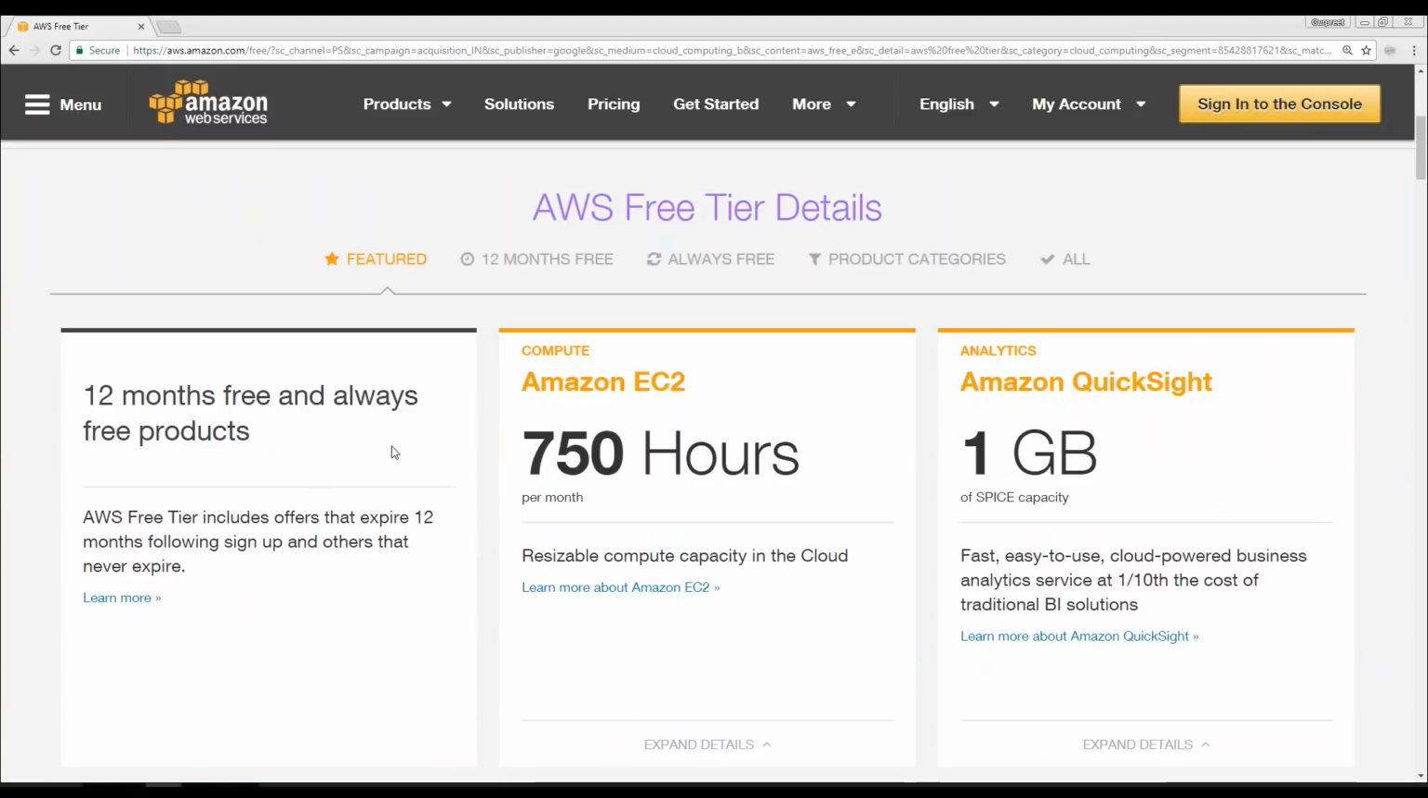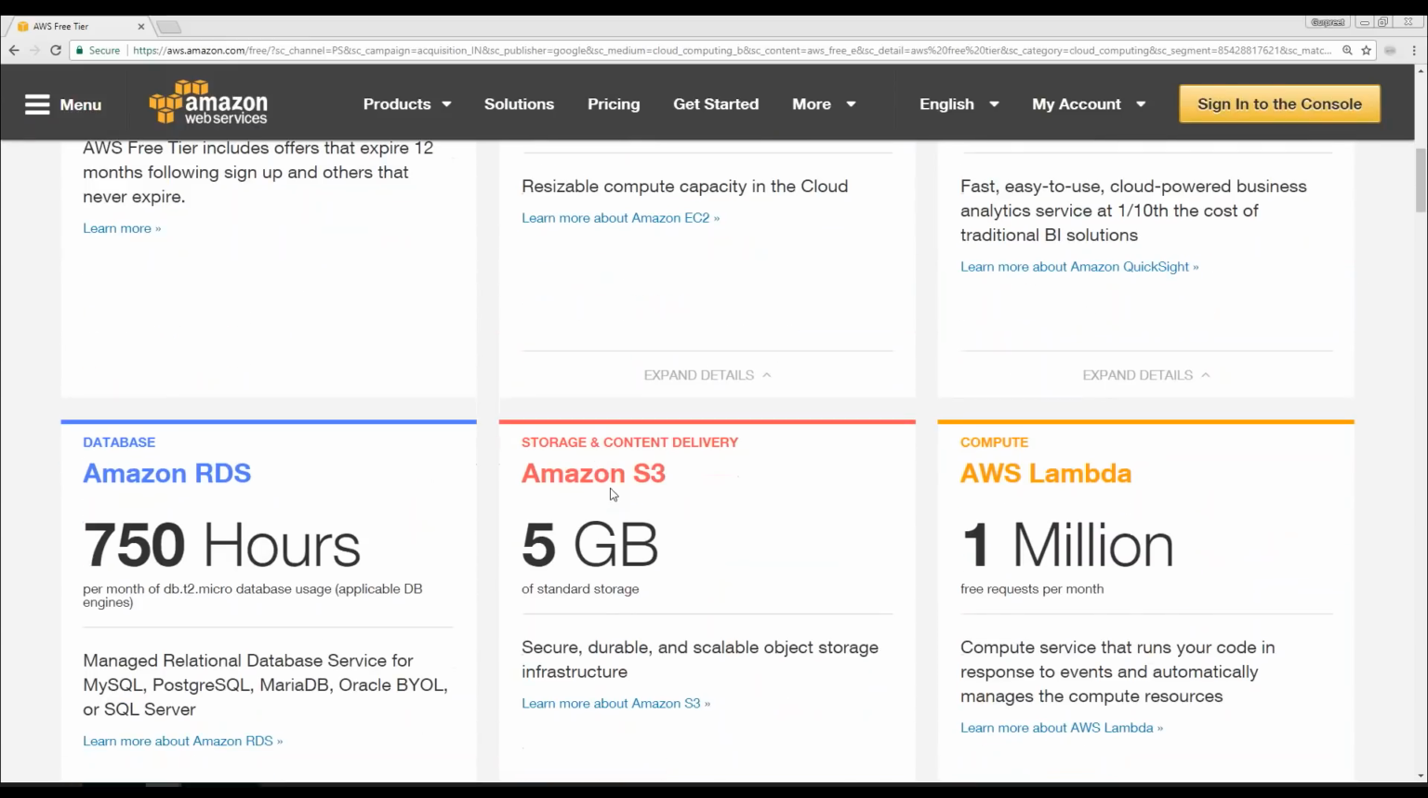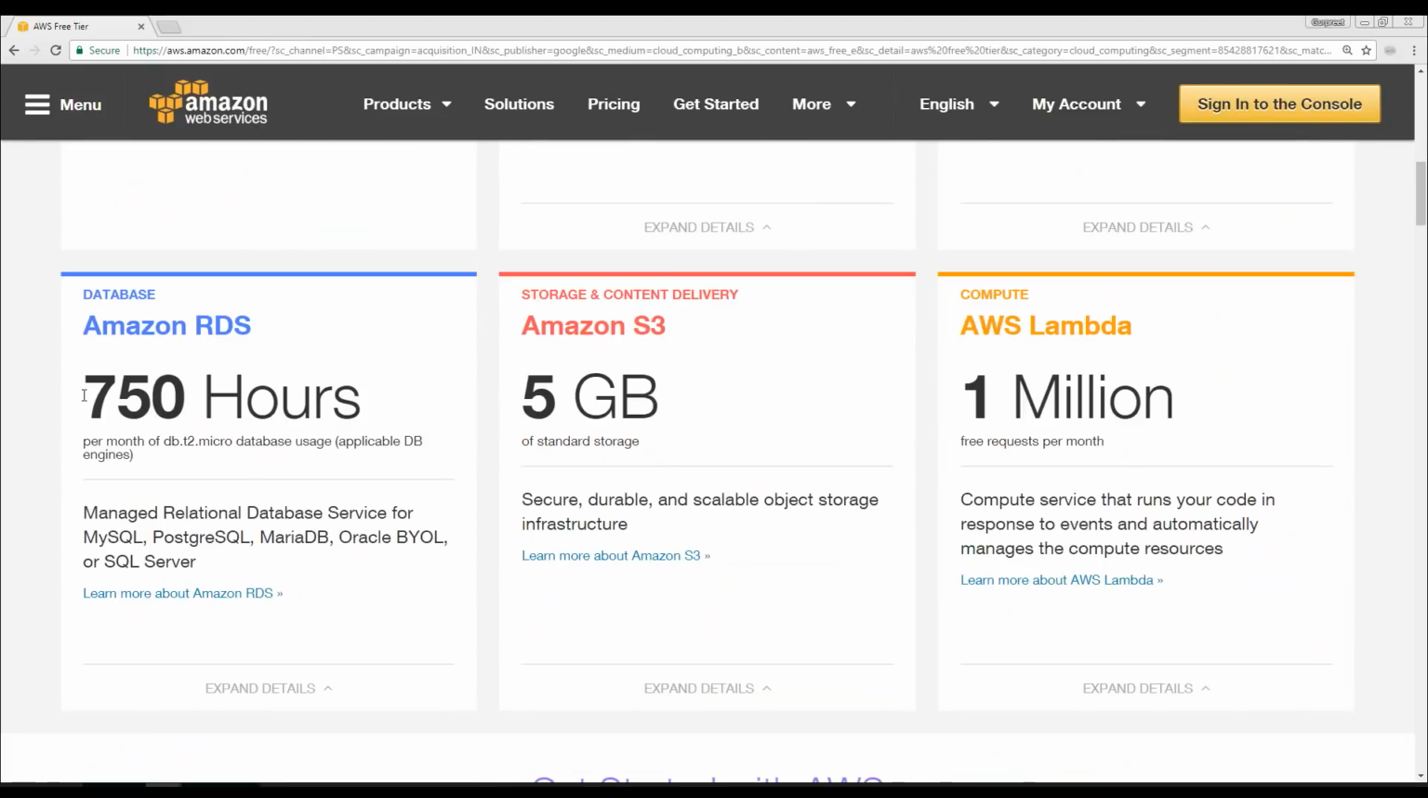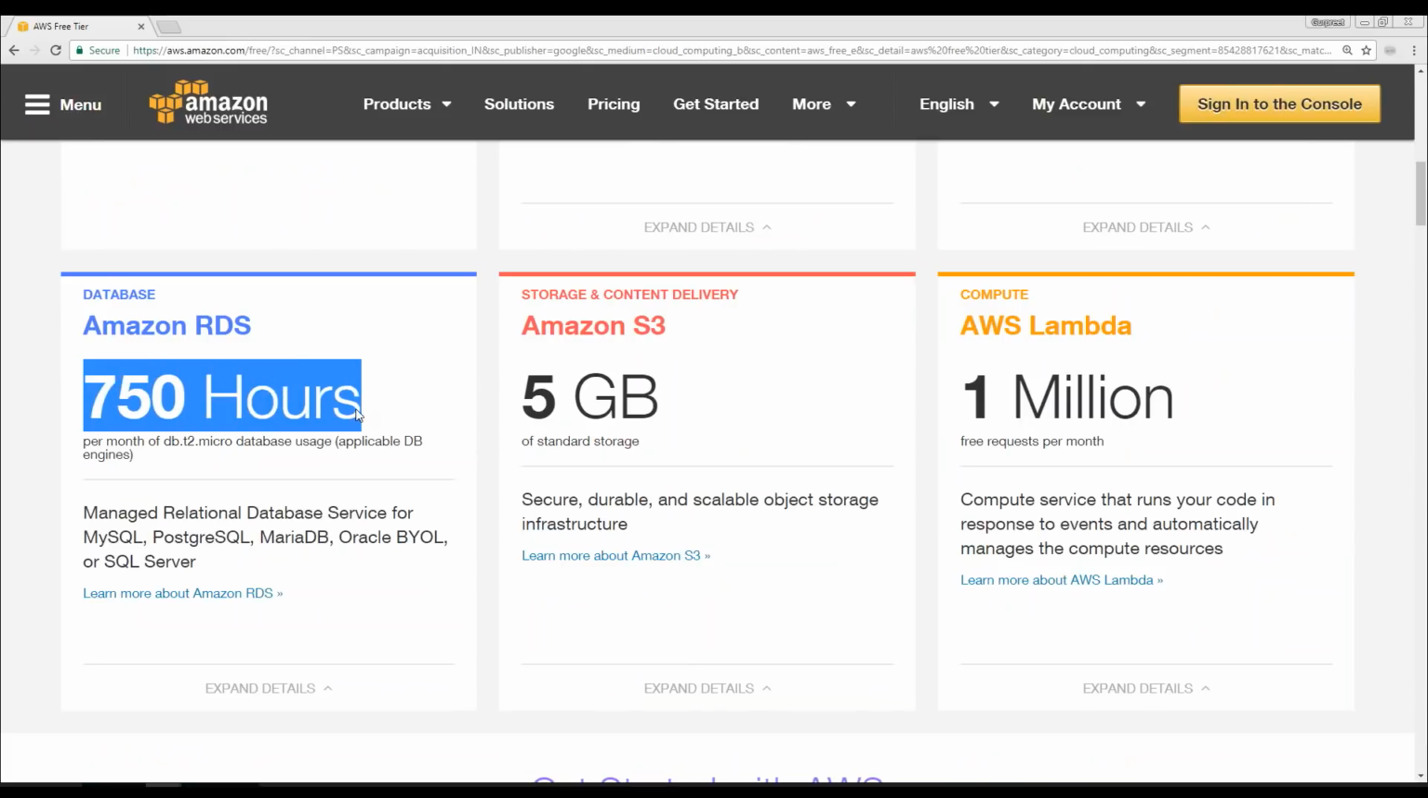Okay. So what you get for the first 12 months, for the first year, is 750 hours of a virtual machine, right, per month. So that means you can run one single server for the entire month without having paid any money to Amazon, right? You can run one cloud server. You can have 5 GB of storage space, right? You can have 750 hours of a database, right? So 750 hours means you can also run one database node for the entire month and try that out.